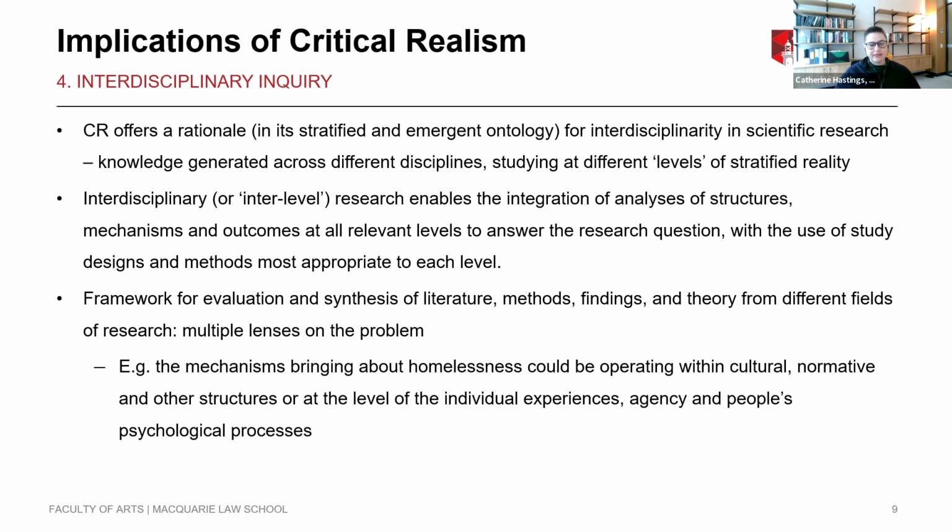So, for example, when thinking about homelessness, it's easy to develop an explanation which sees mechanisms within many different levels of social reality, from that sort of cultural and normative and other structures through to individual experiences and people's agency and the psychological processes through which they mediate structure and agency, for example, or that impact on their capacity to act as agents.